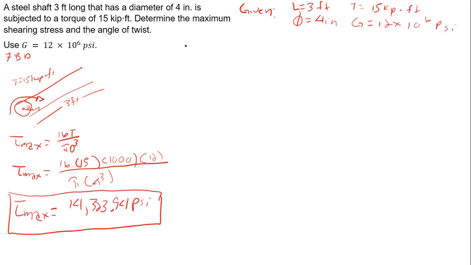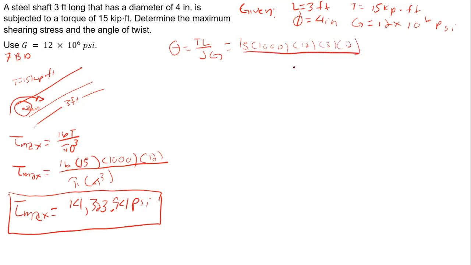So next na hinahanap sa atin is angle of twist or theta. Theta is equals to TL over JG. So substitute lang natin. So yung T natin is 15 kilopounds per feet. So 15 times 1,000. Then convert natin kasi since ito is feet, so multiply natin into 12 para in terms of inches natin siya. And then yung length natin na 3 feet. To convert it naman, so multiply lang natin again into 12.